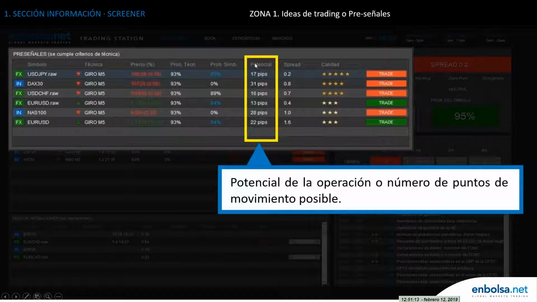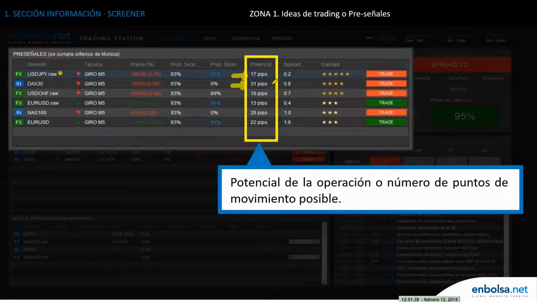In the following section, we have some very relevant information. The potential is the number of pips or points that an instrument can move either upwards or downwards. For example, in this case, we have that 17 is the number of pips that, based on its volatility, the dollar against the yen is moving.